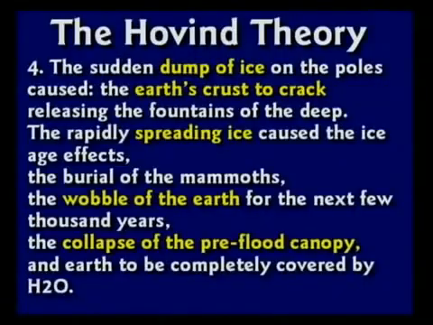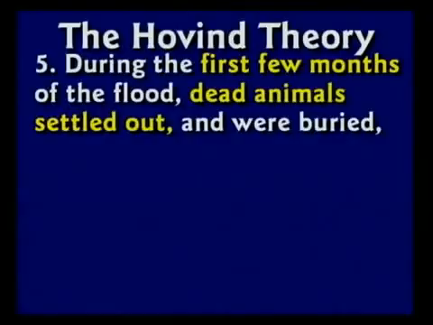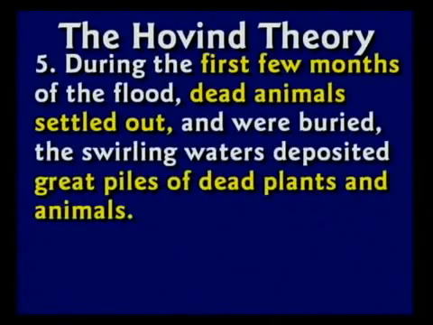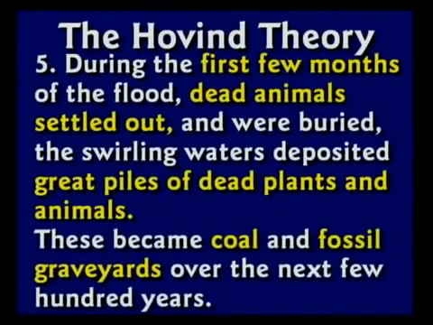It was so cold it caused the Earth to wobble for the next few thousand years, and it made the canopy that used to protect the Earth collapse, because cold air hits warm air, rains, all the rain came down, the canopy's no longer up there. We're not protected like they were before the flood, and the Earth was completely covered by water. Then, during the first few months of the flood, the dead animals settled out and were buried. Those became fossils. Swirling waters deposited great piles of dead plants and animals, and they became coal and fossil graveyards over the next few hundred years.